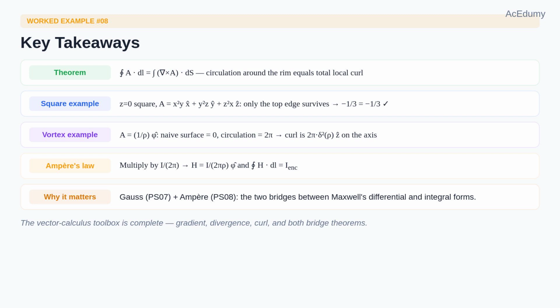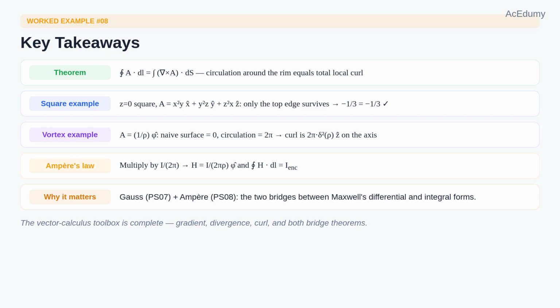Quick recap. Stokes' theorem says the circulation of a vector field around a closed curve equals the flux of its curl through any surface spanning that curve. Local swirls, summed up, equal one walk around the rim. Two worked examples. First, the unit square with our running polynomial field. Surface side, minus 1/3. Line side, minus 1/3. Sign and all. A clean, no tricks verification.